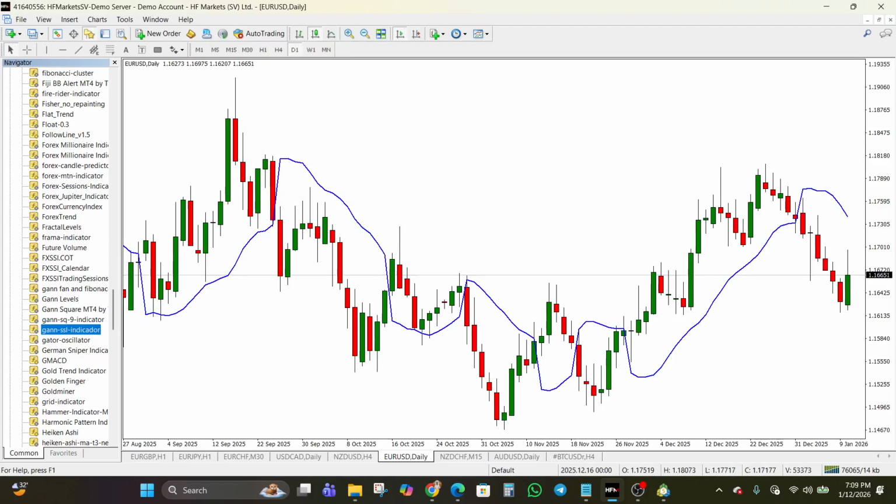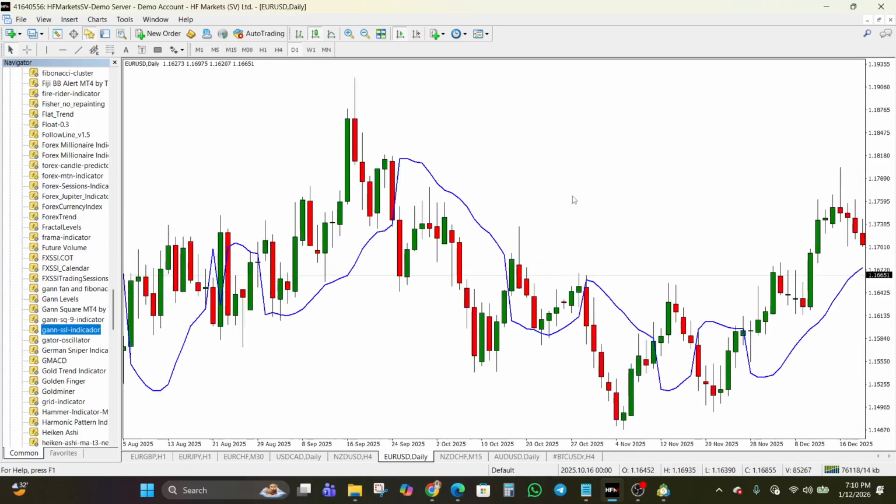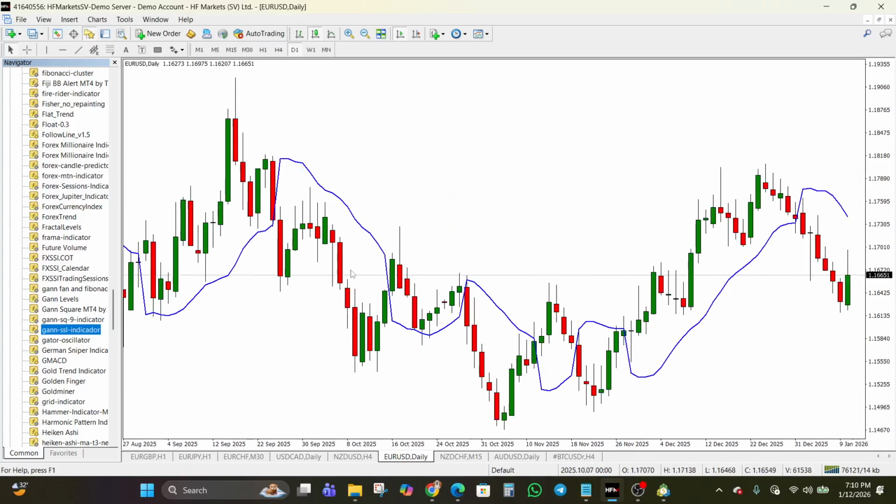Now, this indicator blends Gann's market principles with SSL channel logic. It helps you to identify trend direction and potential reversals. Whenever you have price trading above the indicator line, of course it shows that the trend is bullish. And when you have price trading below the indicator line, it shows that the trend is bearish. In simple terms, right?